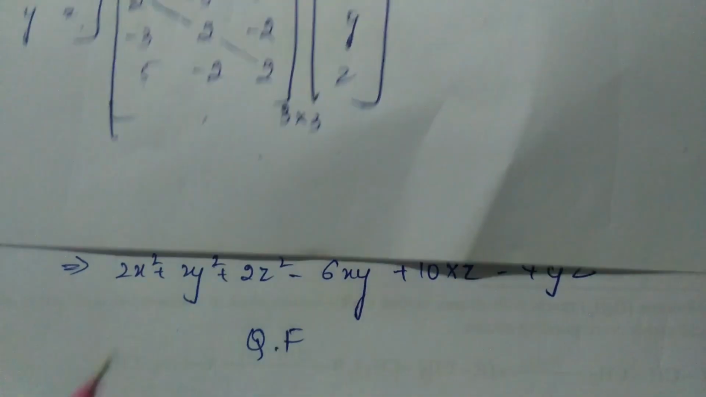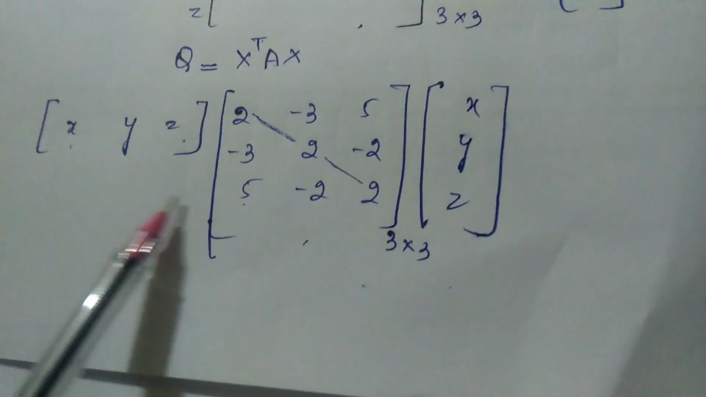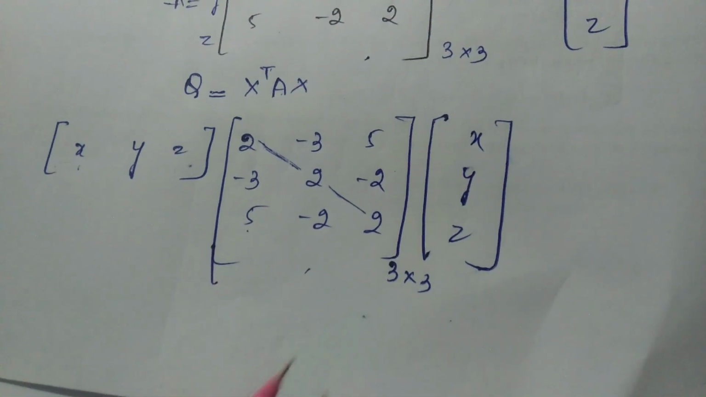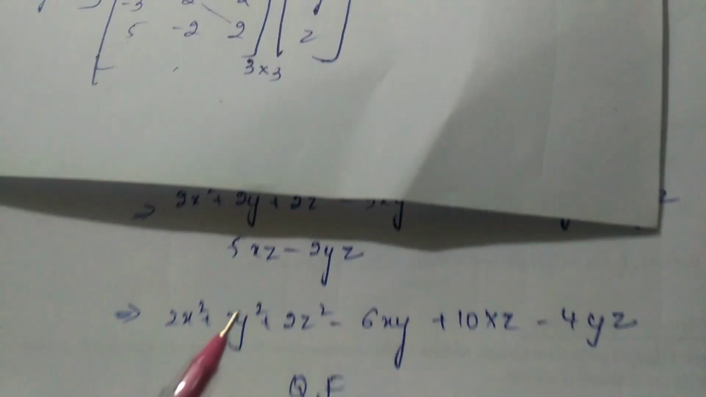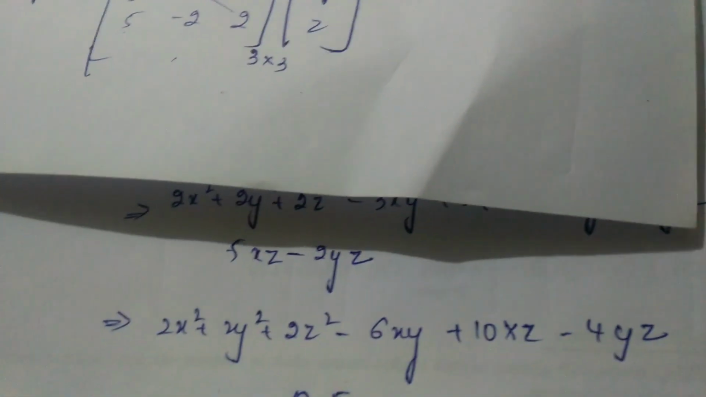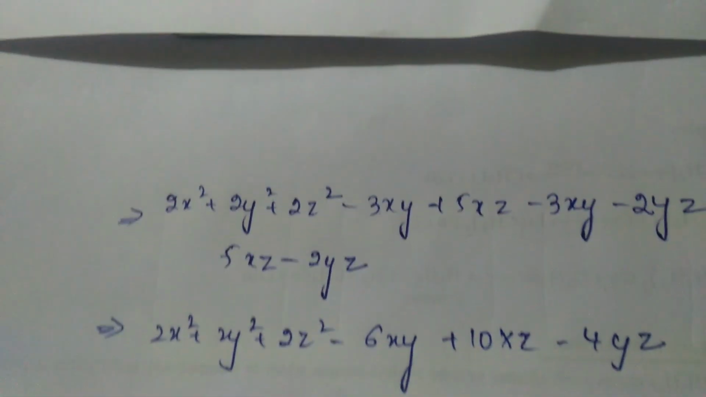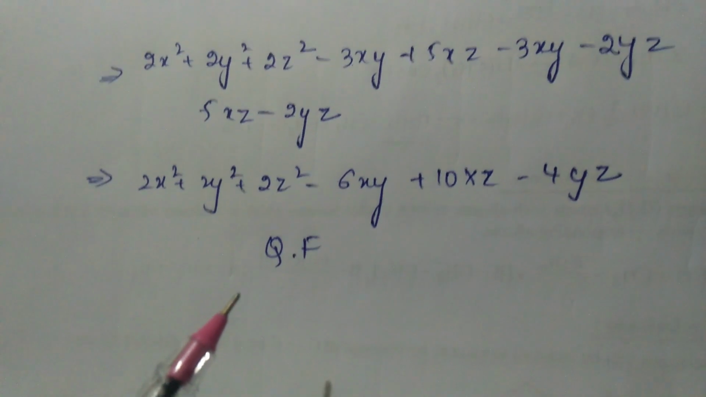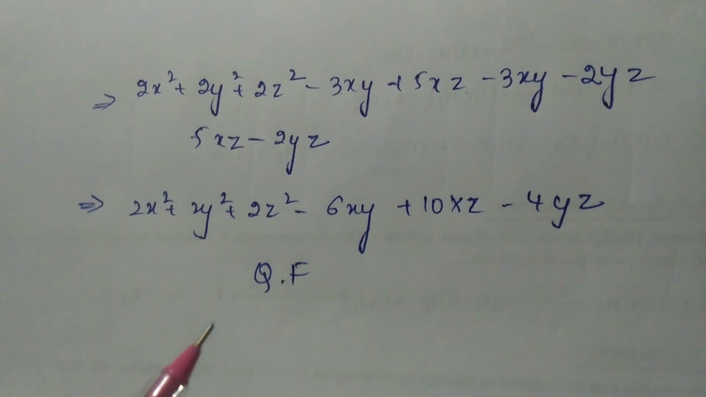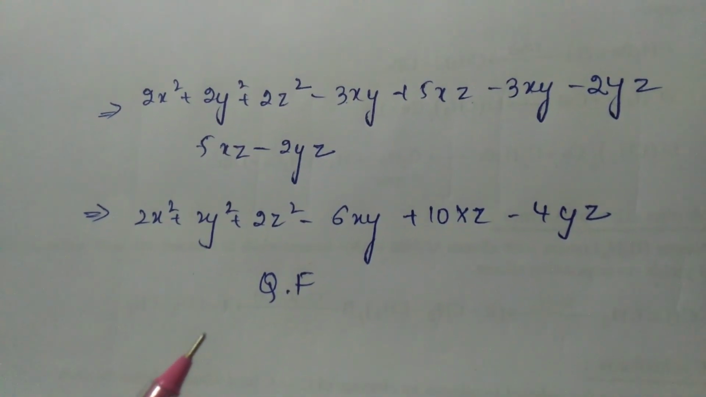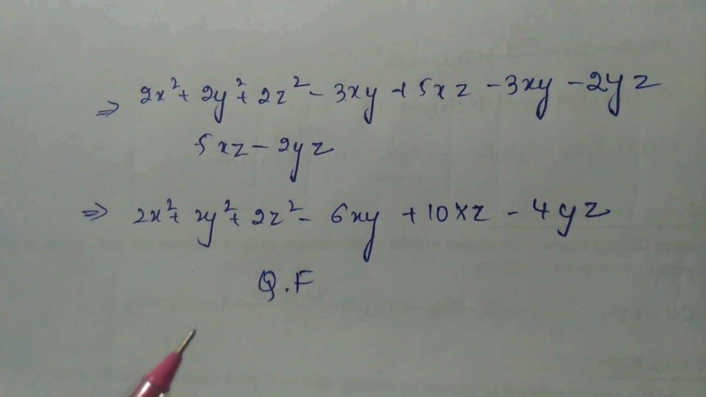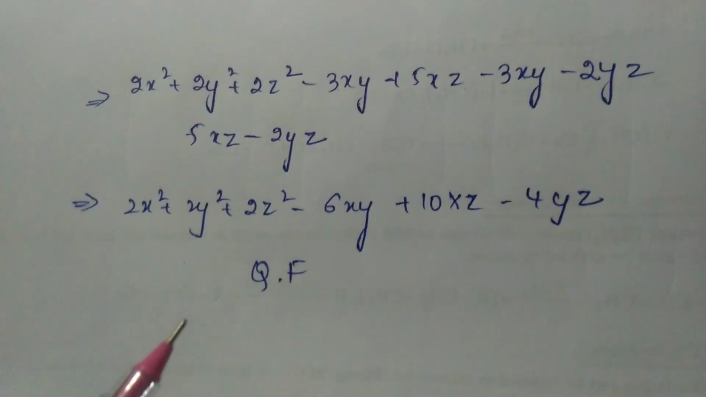When you multiply these three matrices, you will get the same quadratic form, or when you solve by the trick, you will also get the same quadratic form. So in this way we find the symmetric matrix when the quadratic form is given, and we also find the quadratic form when the symmetric matrix is given.